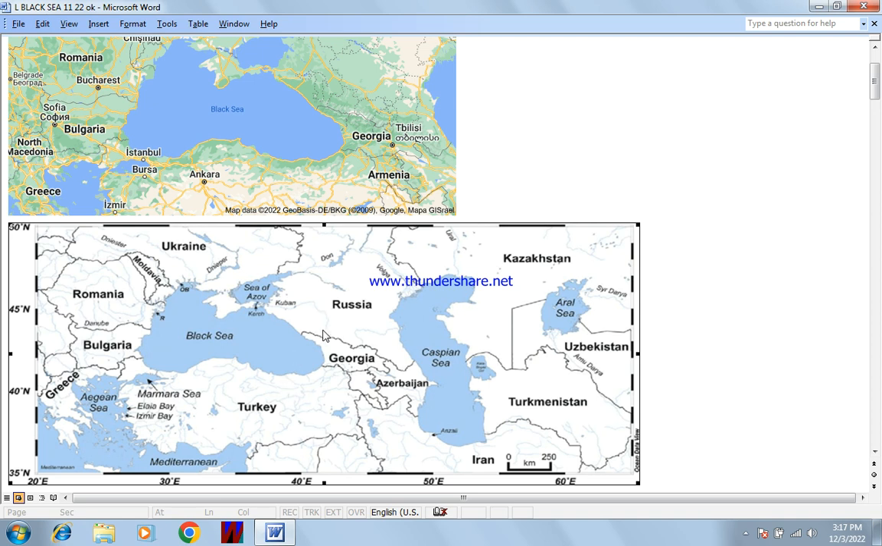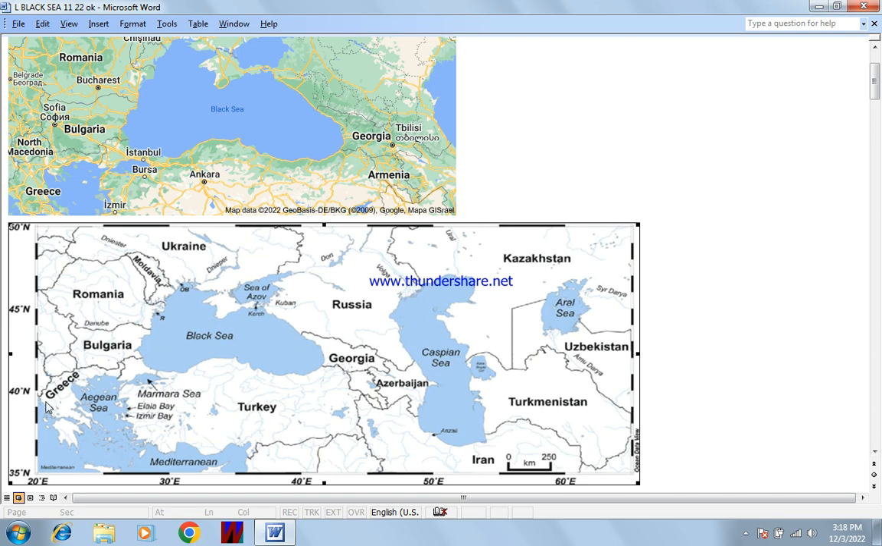The main countries are Russia and Turkey. You see, this is the Russian part, Turkey's part in Europe, and this is Marmara Sea or Sea of Marmara. This is Aegean Sea. These are connected through straits. This is Bosphorus Strait, which connects Black Sea with Sea of Marmara, and this is Dardanelles Strait. Sea of Marmara is connected through Strait of Dardanelles to Aegean Sea, which is part of Greece.